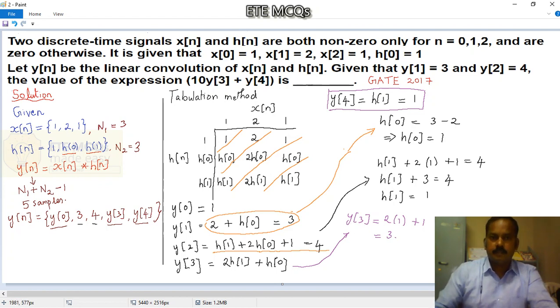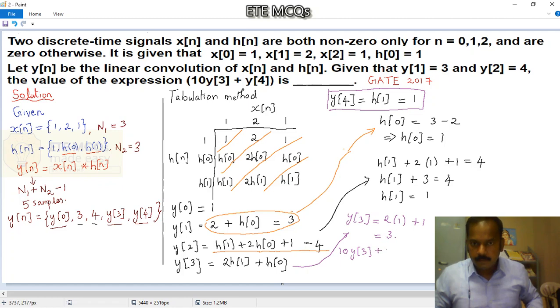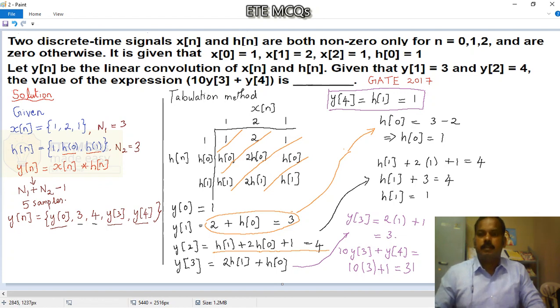And we need only this. 10 times y of 3 plus y of 4 is your solution. 10 times y of 3 plus y of 4 is equal to 10 into 3 plus 1, which is equal to 31. So your final solution is 31. Thank you.